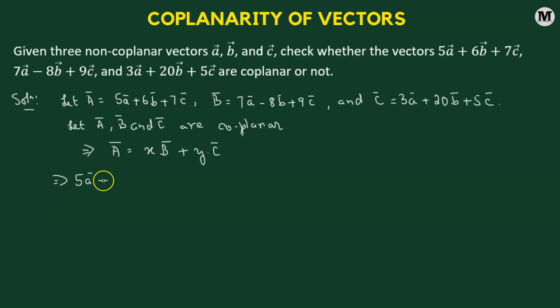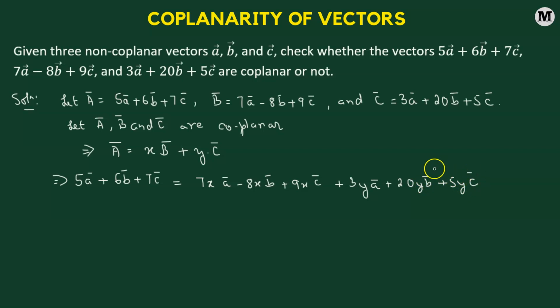So we have 5A vector plus 6B vector plus 7C vector. This is going to be equals to x times B vector. So we'll multiply x with B vector to get 7x A vector minus 8x B vector plus 9x C vector. So this gets added to y times C vector. So we have 3y times A vector plus 20y times B vector plus 5y times C vector.